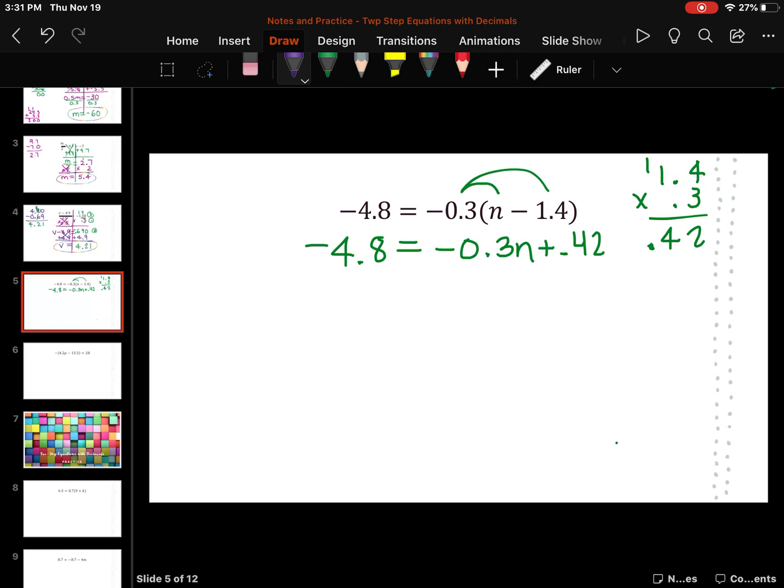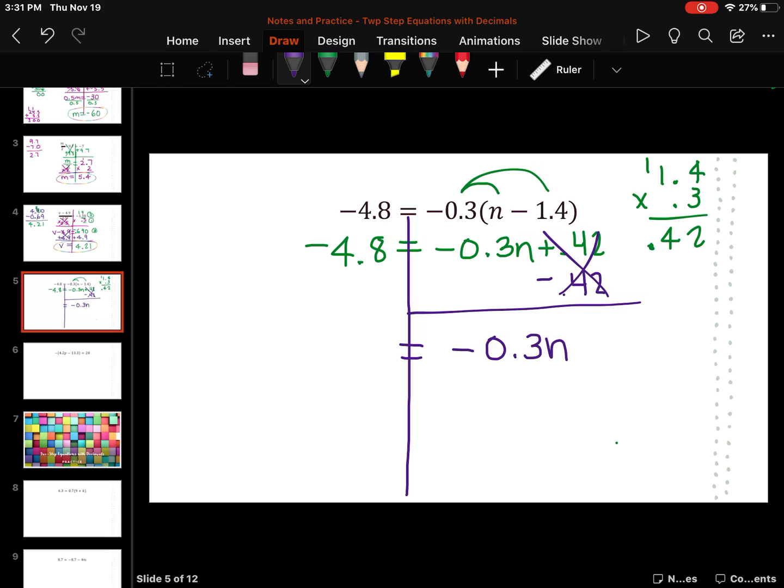Now from here, draw our line straight down our equal sign, and we still have the same goal of isolating our variable. For this, look for addition or subtraction first. I see I'm adding 0.42, so I'm going to subtract 0.42 to make that 0 over here. I'm just left with negative 0.3n. What I do to one side, I have to do to the other, so I need to subtract 0.42 on the left as well. Off to the side, I'm going to do this. It's a negative 4.8 minus a positive 0.42.